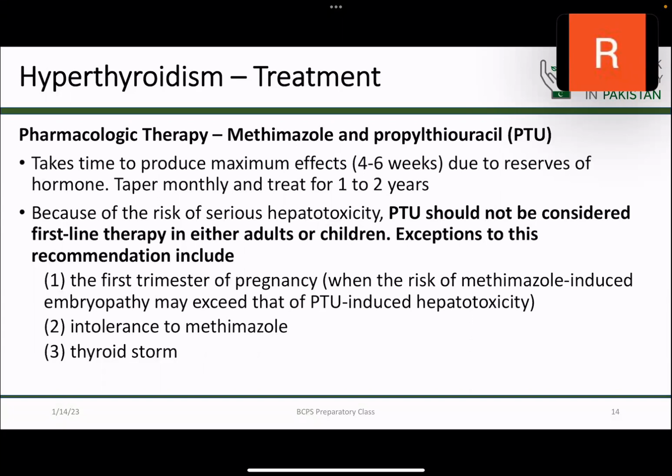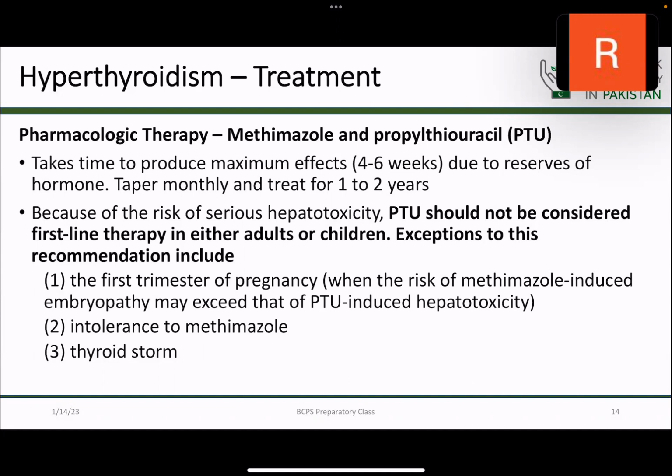They will take some time, almost 4 to 6 weeks, because there are some reservoirs of the hormone already in the thyroid. So they stop the iodination and synthesis of new hormone, but because of the hormone already stored in the thyroid gland, it could take almost a month to show some effects.